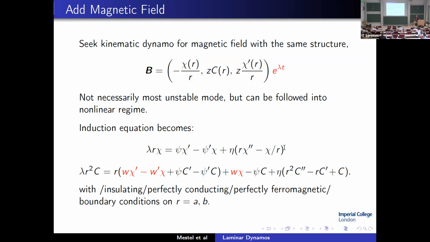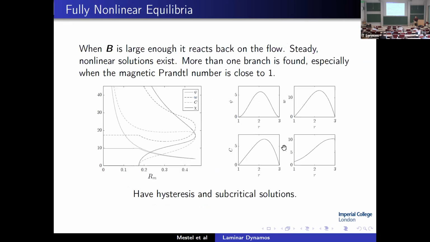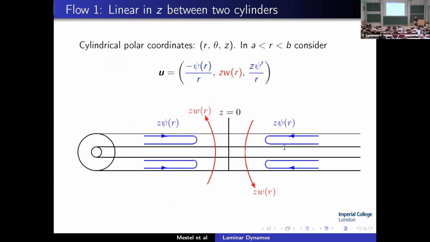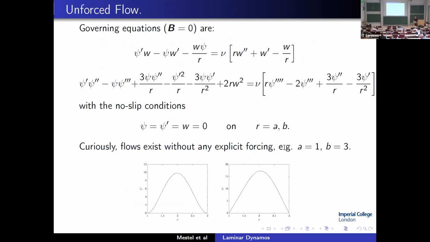This is now a second order ODE with an eigenvalue lambda, which you can solve for, provided you have some boundary conditions. So you do that, and you, oops, that's not what I meant to happen. Sorry about that.